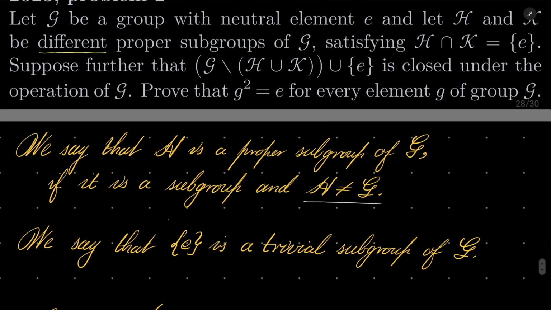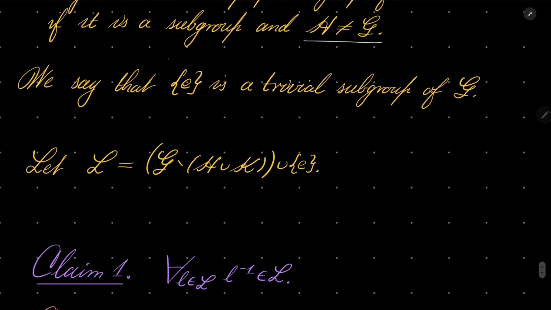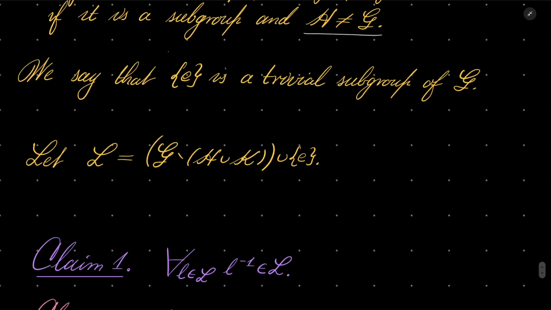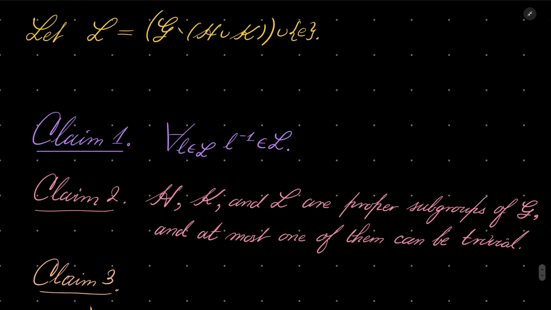And here is our plan. First, name our set G minus H union K union E as L, capital L, and try to prove the following claims. They are building blocks of our proof. First claim: for every element l in our set L, l inverse is also in our set L. My second claim: H, K, and L are proper subgroups of G, and moreover, at most one of them can be trivial, at most one.